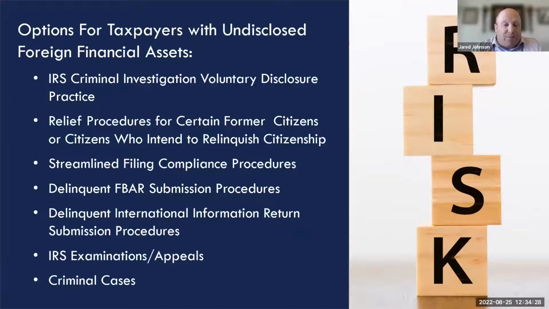There are the streamlined filing compliance procedures, which are probably the most well-known out there, the buzzwords a lot of people hear about. There are the delinquent FBAR filing submission procedures, which is a great program, and we'll go into the details of all these. And then there are the delinquent international information return submission procedures. That's a mouthful. DIIRSP is the acronym that people use for it. Then there's just the normal way, the IRS examinations to appeals and criminal cases, which are ways you can go through to mitigate risk. And we'll discuss a lot of these different programs.